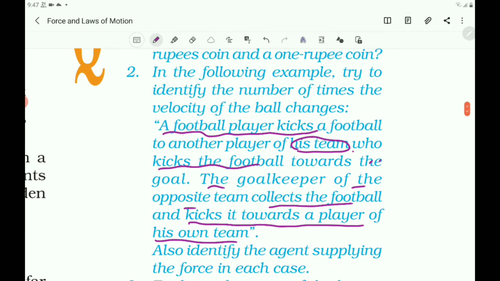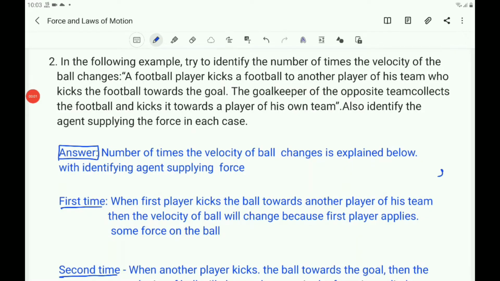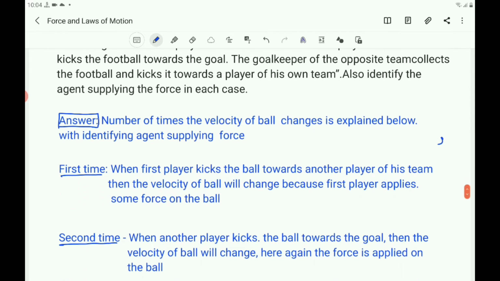Here there is a question: also identify the agent of supplying the force in each case. That is also explained here. Children, write the answer now. The number of times the velocity of the ball changes is explained below, with the agent supplying the force. First time, when the first player kicks the ball towards another player of his team, the velocity of the ball will change because the first player applies some force on the ball.